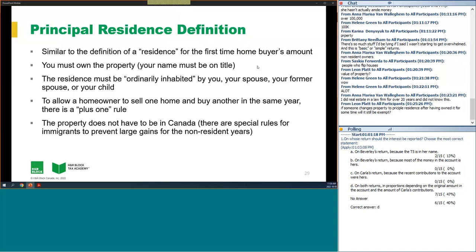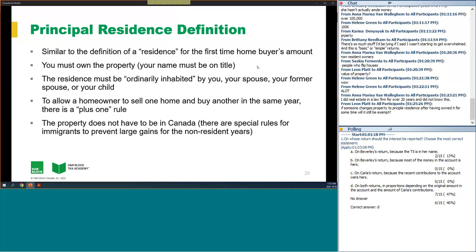Once you sell it, you make the decision which is going to be exempt, and you either pay tax on it or you don't. But if you've made that decision, you can't then sell the other house and go, I changed my mind and I want this one to be exempt. You're only ever going to have one principal residence at a time in a year.